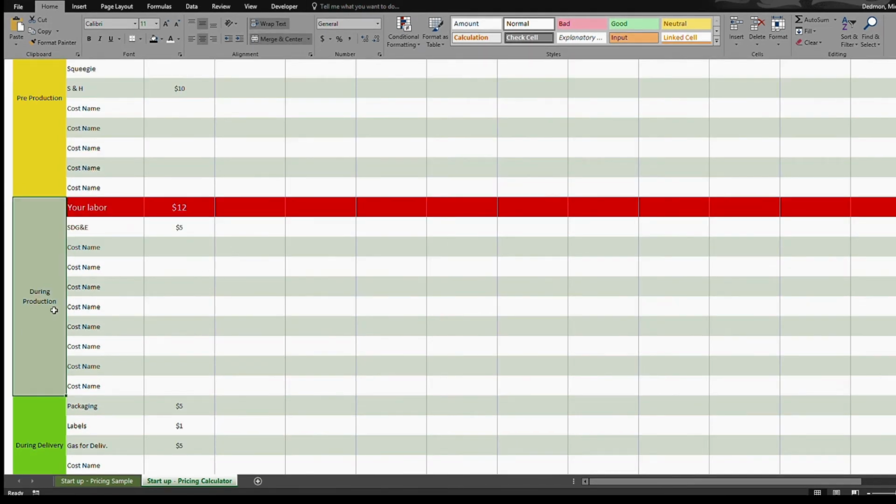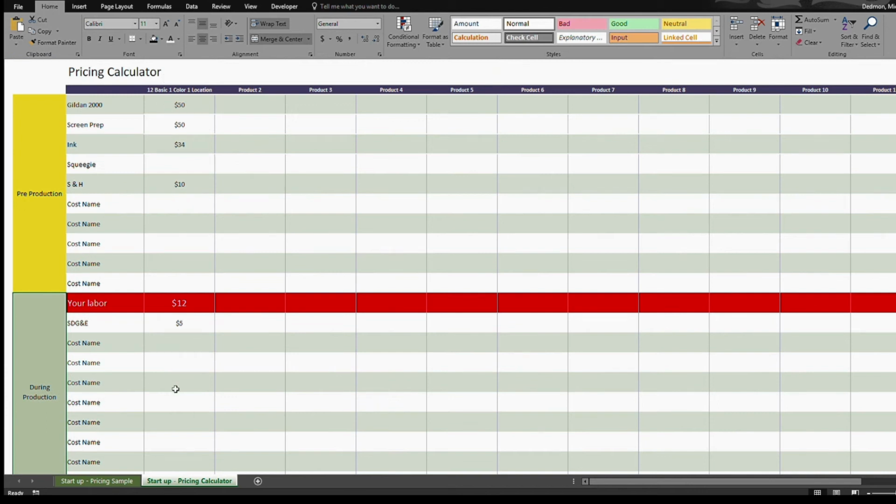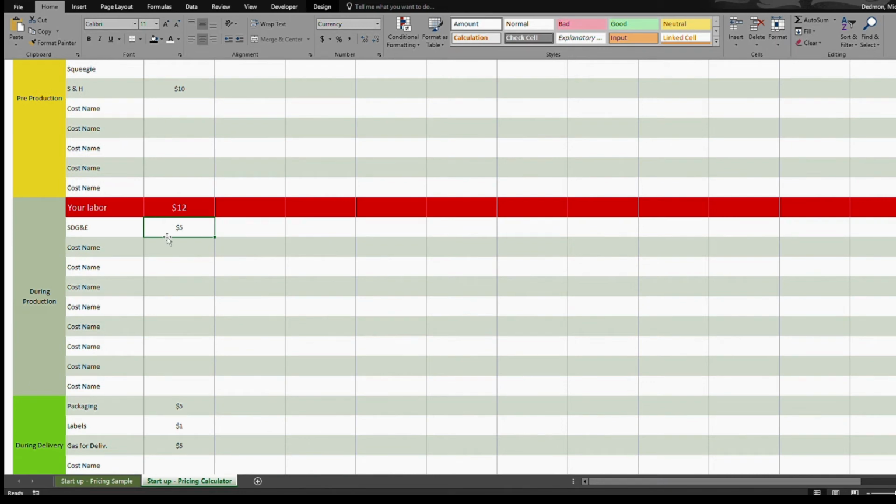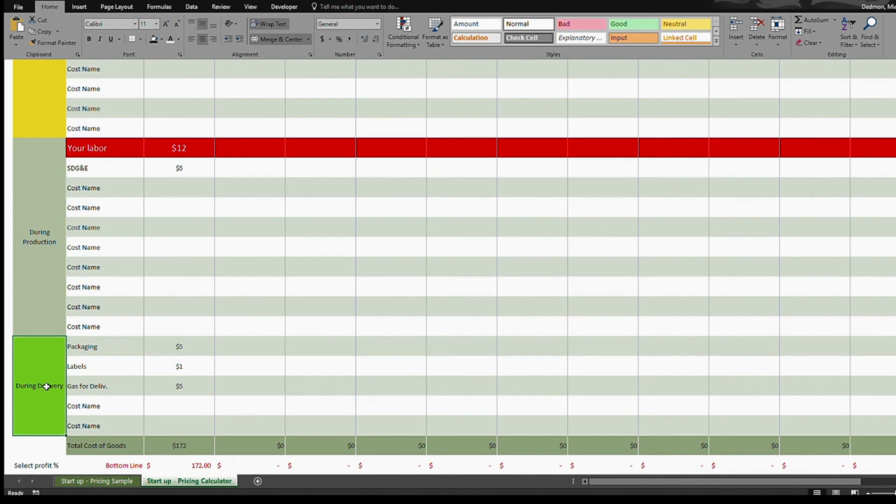Next is going to be during production. Like I said, your cost is really important for this job. So each time I print this job, I'm going to make $12. That's very modest, but I'm just going to make $1 per pass. Next is going to be SCG&E. Let's just say hypothetically it costs me $5 in power. So I incorporated that. Last is going to be during delivery.